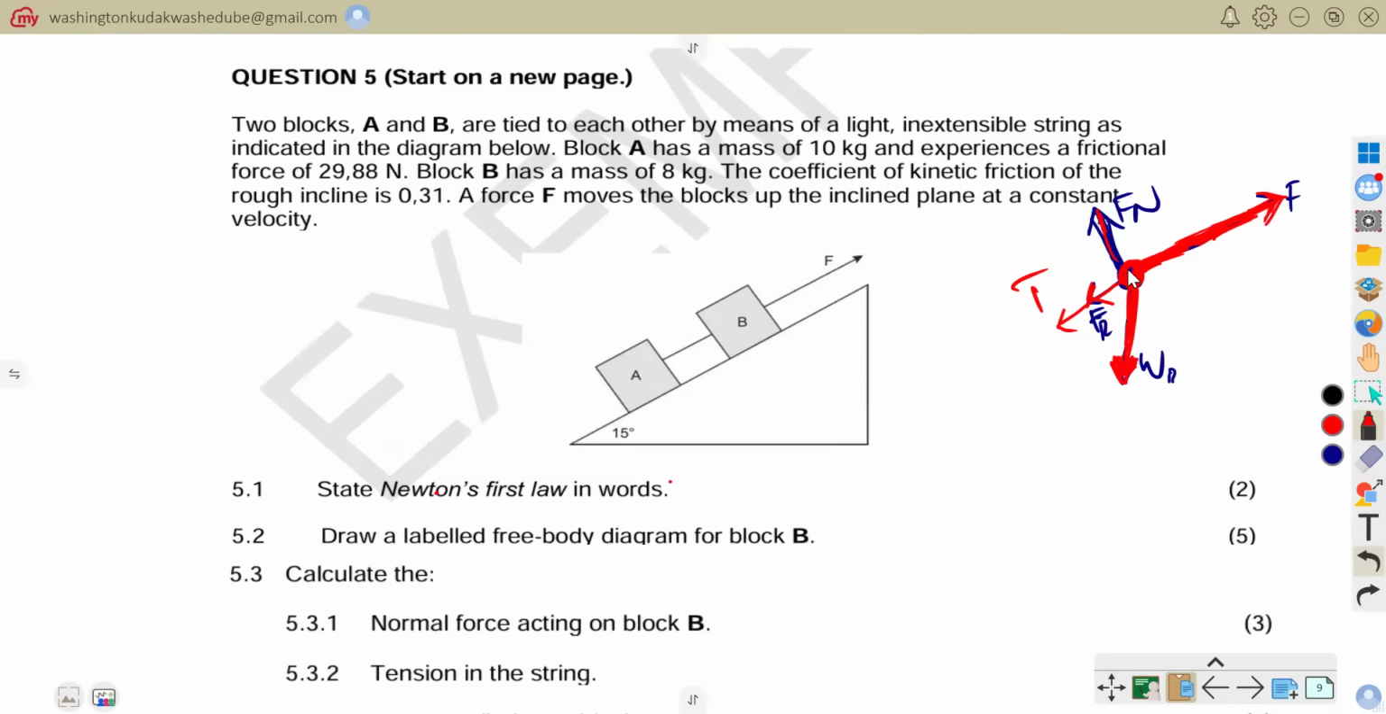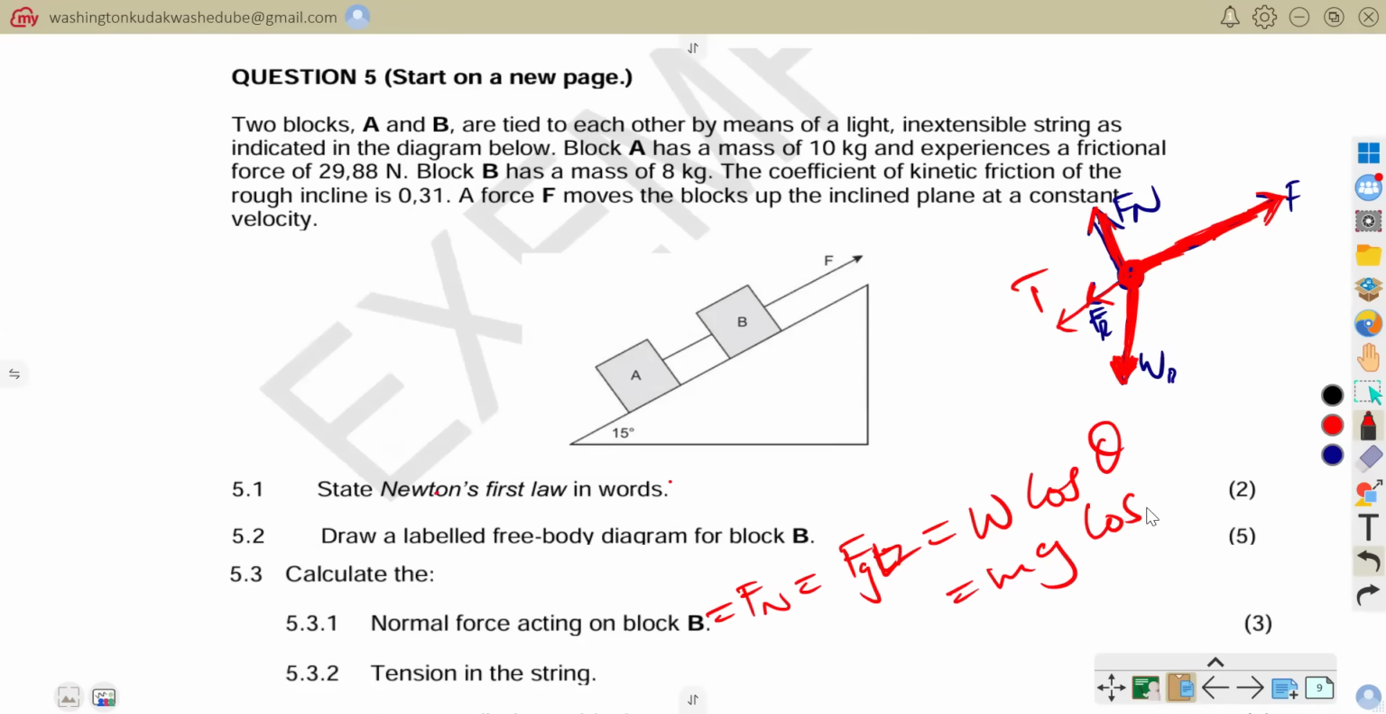Now they are saying calculate the normal force acting on the block B. Normal force Fn would be given by Fg perpendicular, which is the perpendicular component of this weight. So it will be weight times cos theta, where you know that weight is given by mg, so it will be cos 15. So our mass of block B, they said block B has got 8 kg. It will be 8 times 9.8 cos 15.